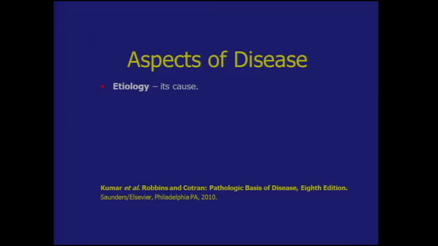Now, there are many aspects of disease that are of interest to people who focus on disease, pathologists, and I'm a clinical pathologist, which means I run a laboratory, as opposed to an anatomic pathologist who does biopsies and autopsies and that sort of activity. Etiology is about the cause of a disease, as opposed to etymology, which is about the origin of a word.